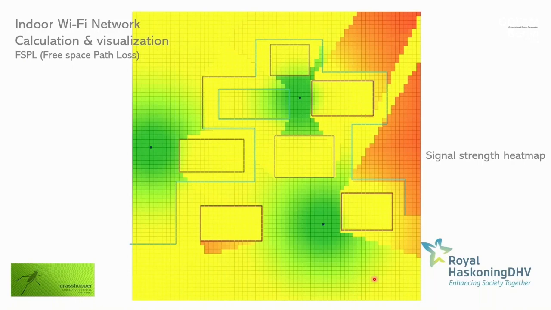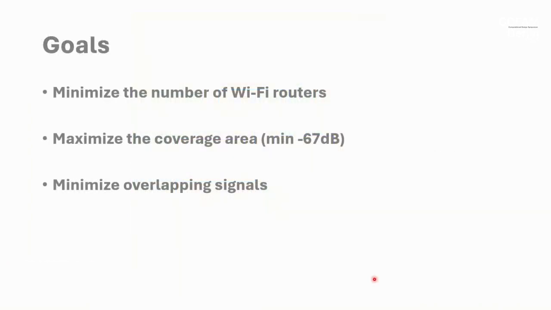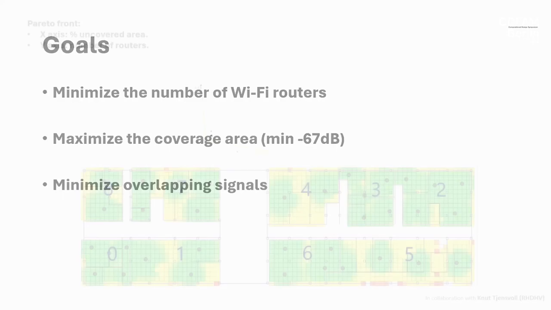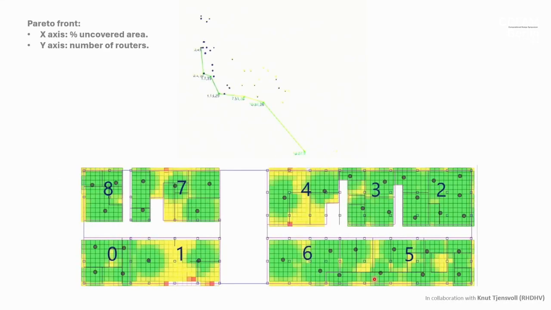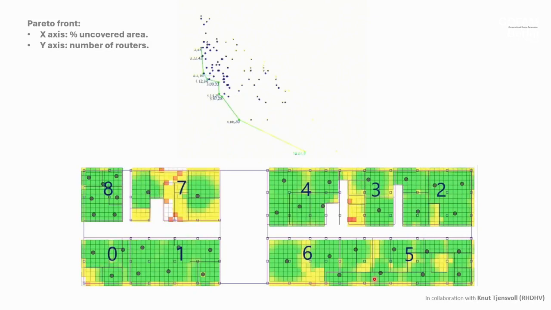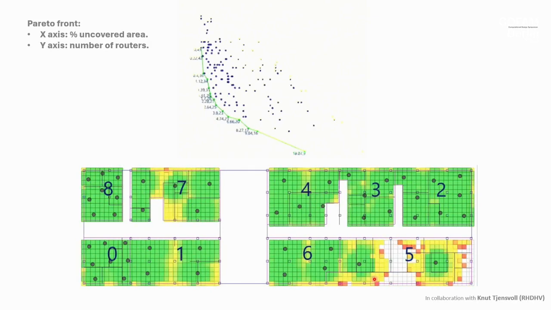Depending on what the scope is, we can use one method or the other. What are the goals here? Minimize the number of Wi-Fi routers, maximize the coverage area, of course, and minimize overlapping areas. Because, of course, once we run a simulation with machine learning, we are going for a lot of calculations.